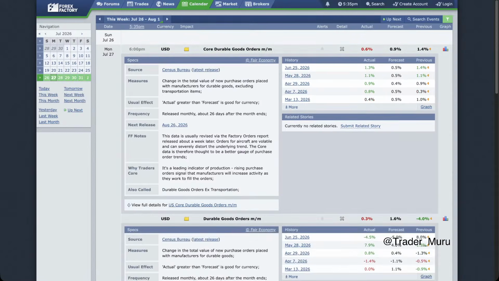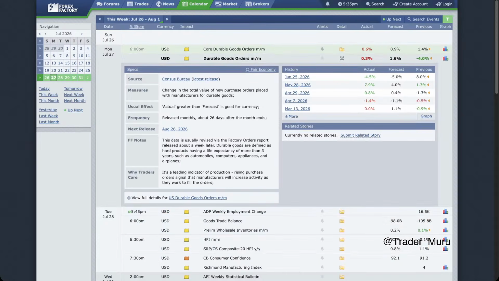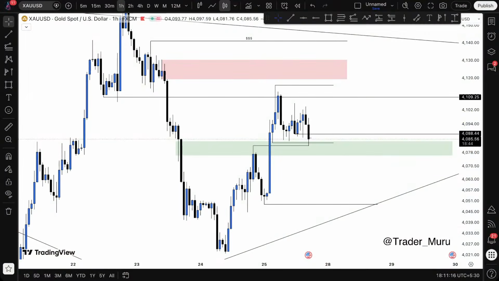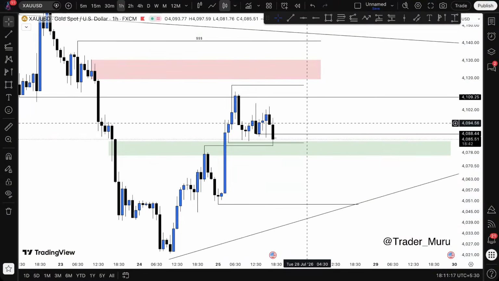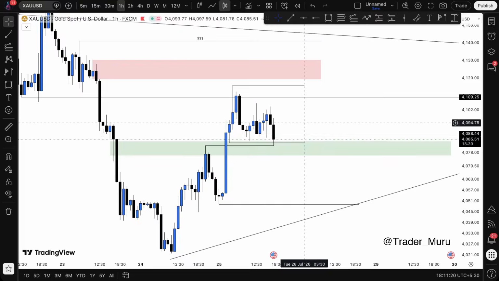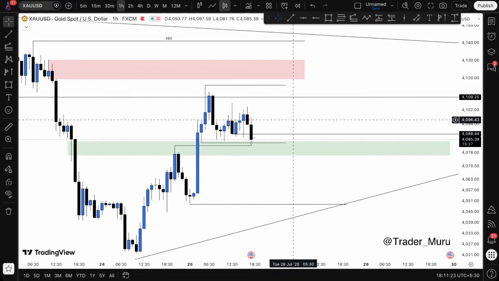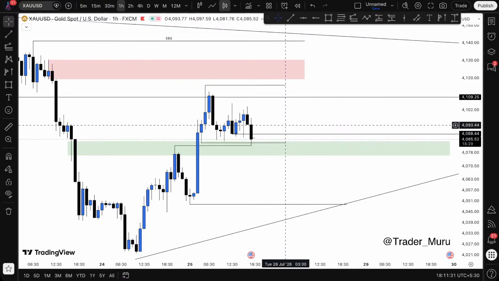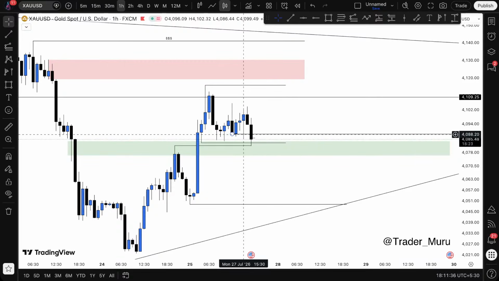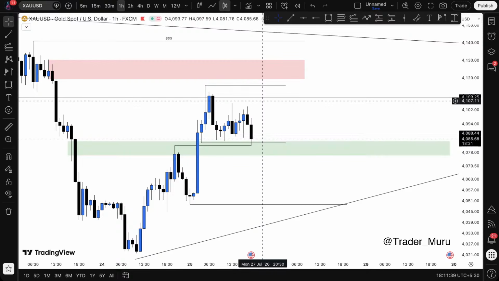This one, actual greater than the forecast is good for the currency. What was the forecast? Do we have greater than? No. So it is bearish for USD, good for gold. We have 18 minutes to close this candle. Wait for it. Then we will watch for a buy opportunity.